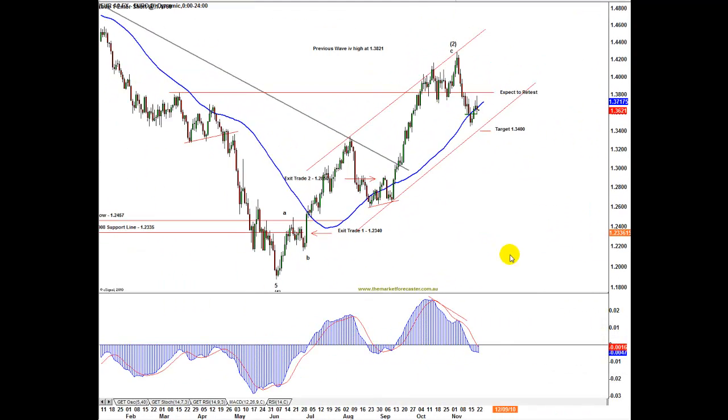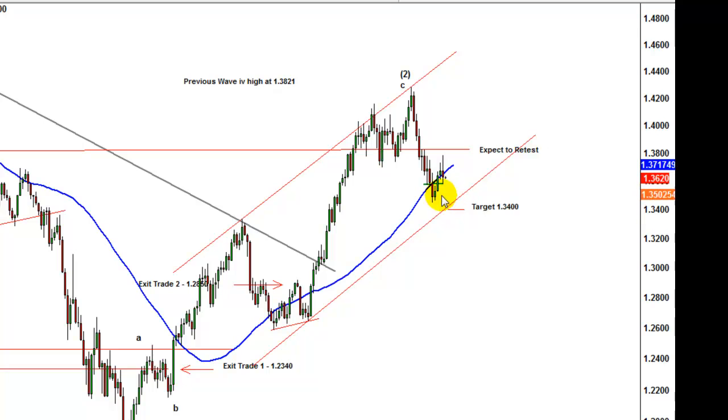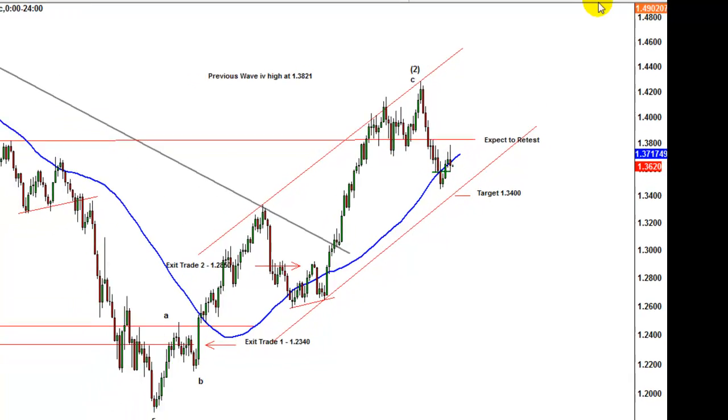Here's the euro. This is a massive 800 pip fall, and the MACD has been broken below. We've seen this retracement, which is exactly the mirror opposite of what's happened on the US dollar. We'd expect this retest line to be absolutely retested before it continues on to the downside with 3,400 or possibly even 3,300 as the downside targets there, but that is still unfolding.